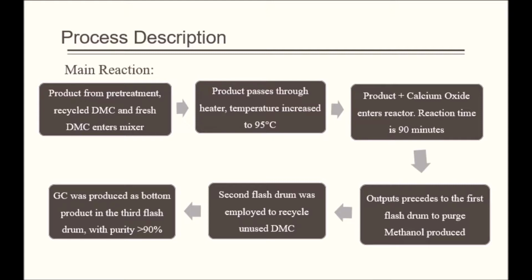The DMC that is separated is recycled back to the mixer due to abundant DMC being unconverted. This may reduce the cost of production and also reduce the waste produced. Lastly, the desired product, glycerol carbonate, was produced as the bottom product in the third flash drum, while the remaining components were purged from the top of the flash drum. The purity of the product is more than 90%.